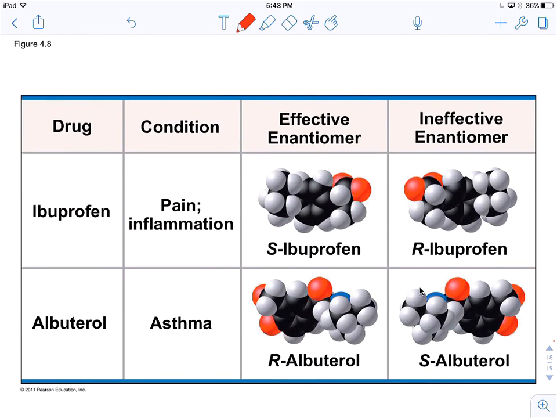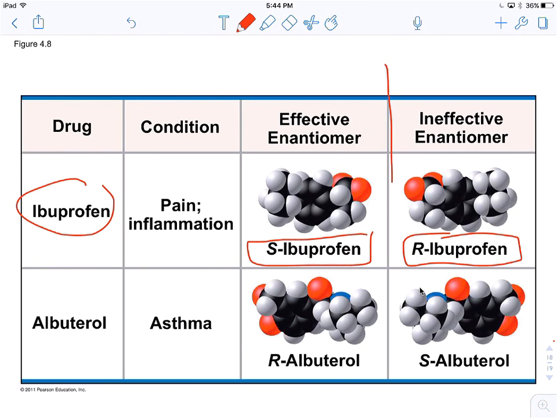Okay, so let's look at a couple. So here, ibuprofen, all right? We all take ibuprofen when we hurt ourselves or have a headache or something like that. The ibuprofen we take is S-ibuprofen. This is active. If you take R-ibuprofen, which you see as a mirror image, pretend this is the mirror, it does nothing. Okay. Same thing with albuterol, which treats asthma. The R-albuterol is the effective enantiomer, and the S-albuterol is the not so effective one. Okay. So those are all kind of important things for carbon. And again, carbon equals good.